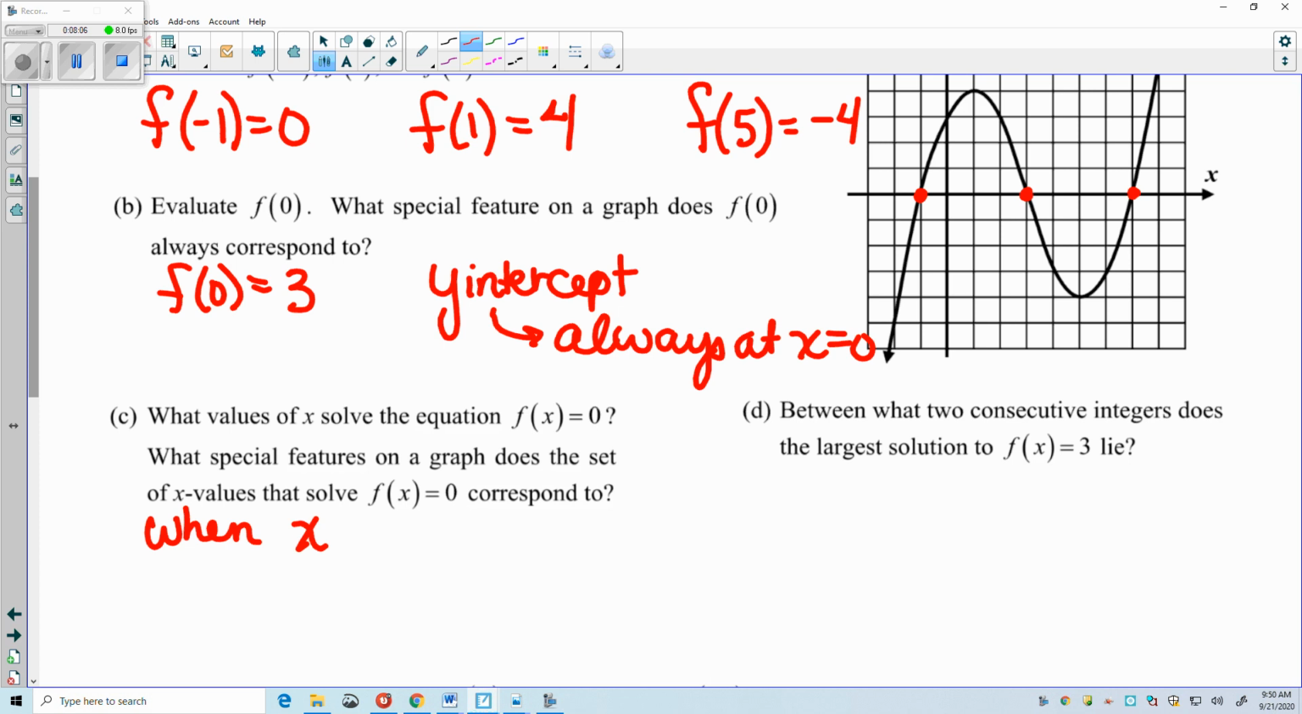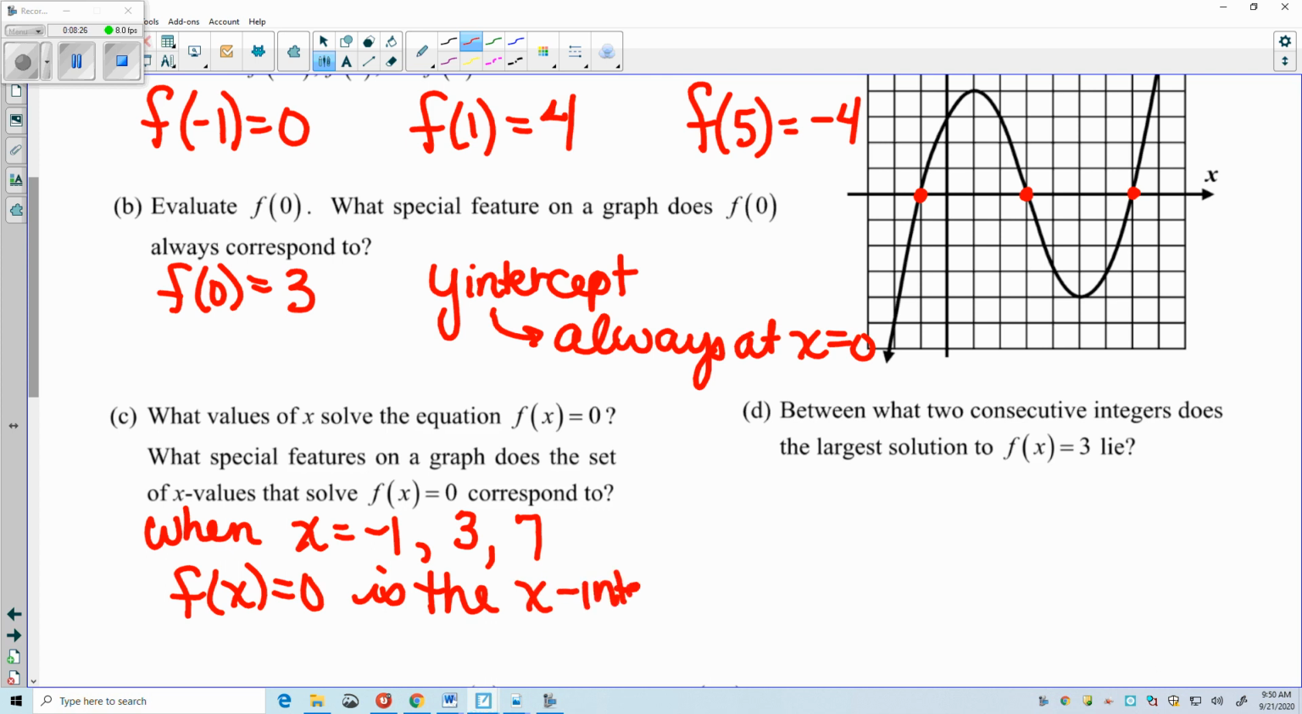I found when x is equal to -1, when x was equal to 3, and when x is equal to 7. And f of x, anytime they're asking you this, if they're saying when is f of x equal to 0, that's a different way to say what is the x-intercept. Okay, I want the function to equal 0. I want y to equal 0. The only time y equals 0 is if it crosses the x-axis.